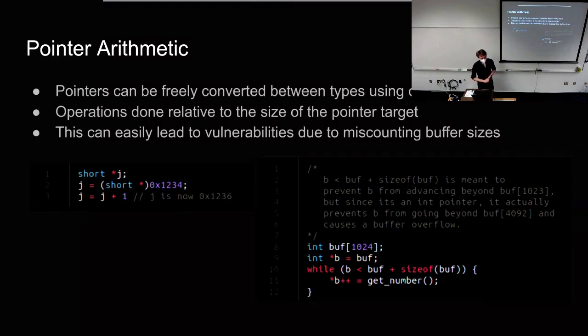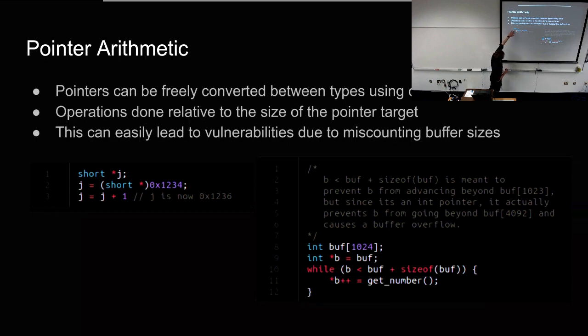Okay, pointer arithmetic. Small vulnerability, can occur easily though. So pointers can be freely converted between sizes using casts, and operations on pointers are always done relative to the size of the pointer target. So let's look at the first example here. You're declaring a short pointer. Shorts are 2 bytes usually.